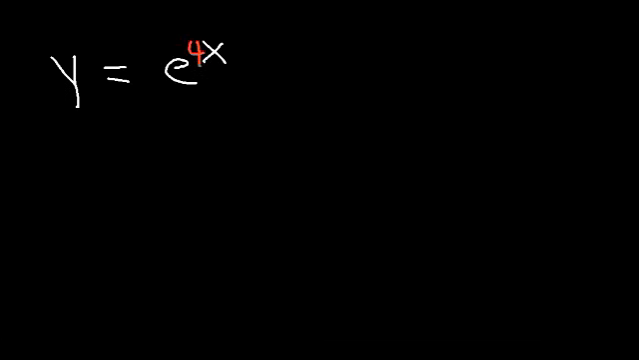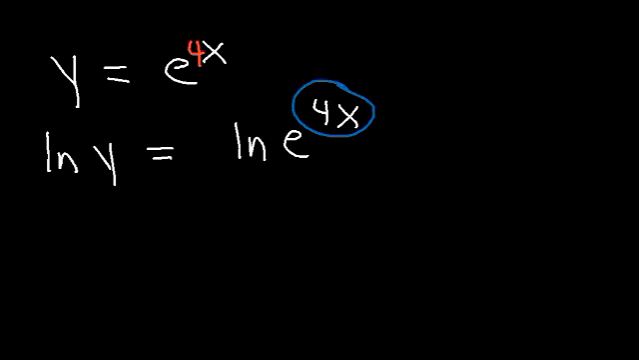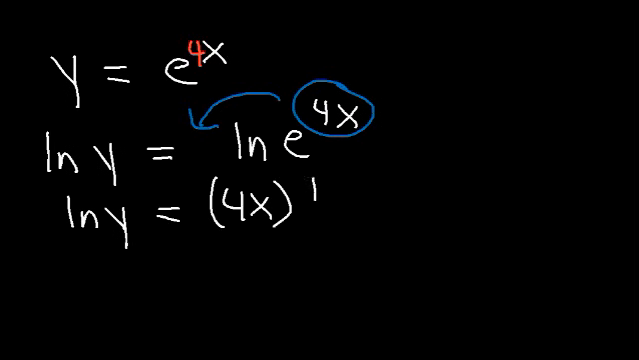The derivative of e to the 4x will be equal to y prime. But now, what you need to do next is take the natural log of both sides. By taking the natural log of both sides, we can take the 4x and move it to the front, which is a property of logs. So it's ln y, and that's equal to 4x times ln e. Ln e is equal to 1, so it's simply ln y is equal to 4x.